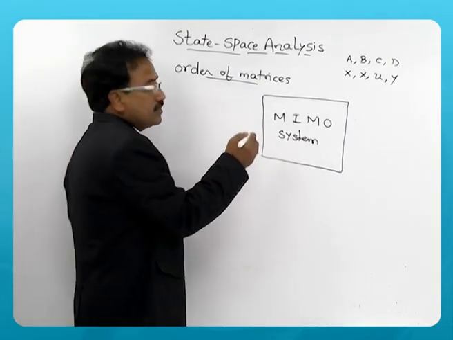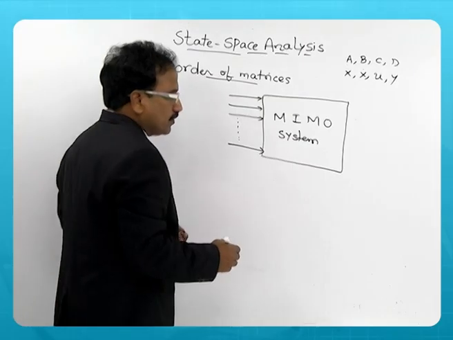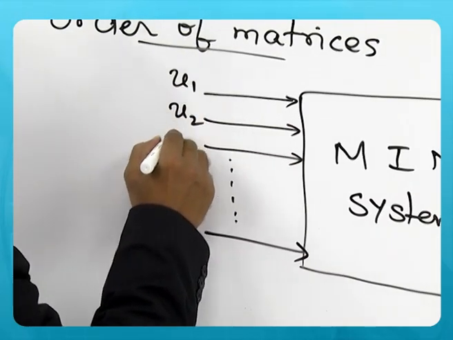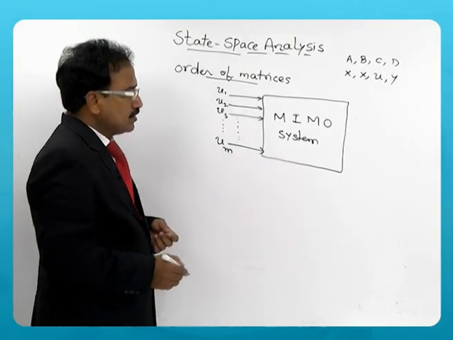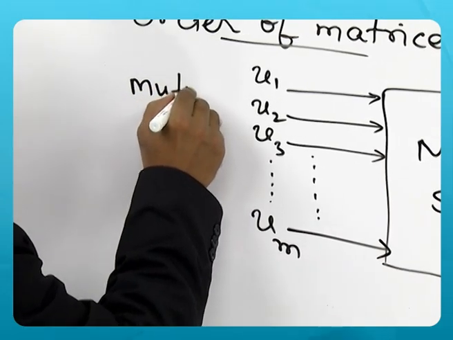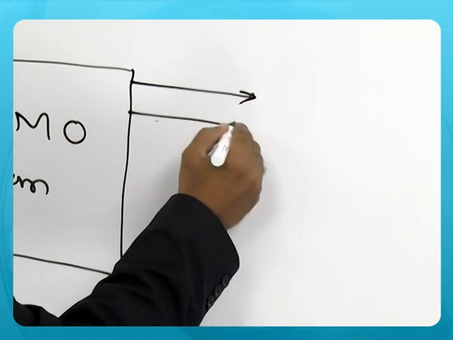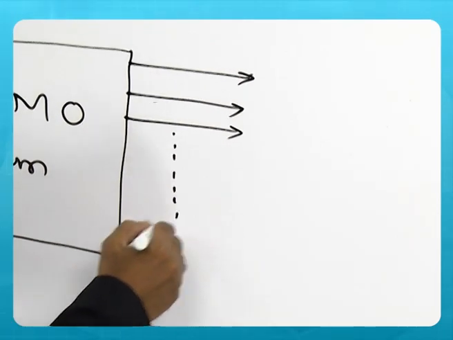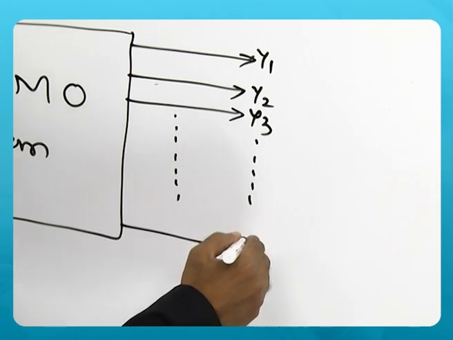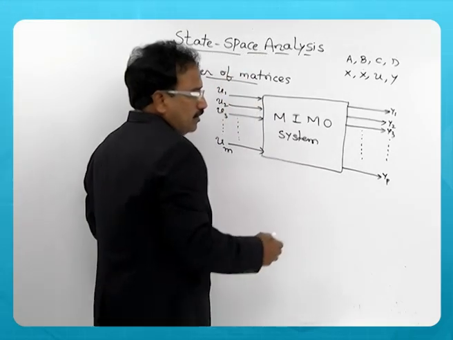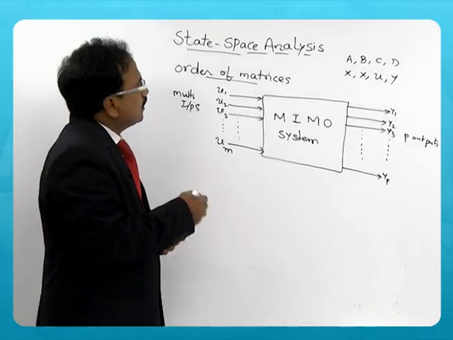It has multiple inputs. That means it is not a single input, but there are multiple inputs. It starts from U1, U2, U3 and so on up to UM. So these are called multiple inputs, and it has multiple outputs also, Y1, Y2, Y3 and so on up to YP. So it has P outputs. This is called a multiple input and multiple output system.